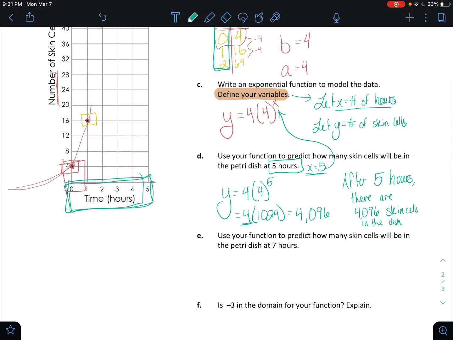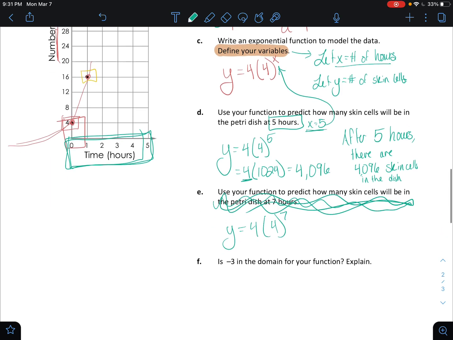Okay, the next one says use your function to predict how many skin cells will be in the petri dish at 7 hours. We would just do the same thing. You would set it up and it would be y equals 4 times 4 to the 7th instead of to the 5th. So same thing.